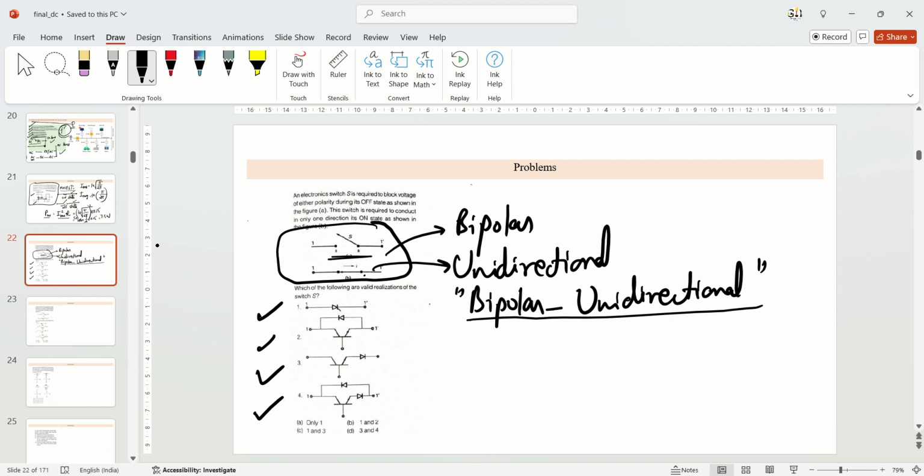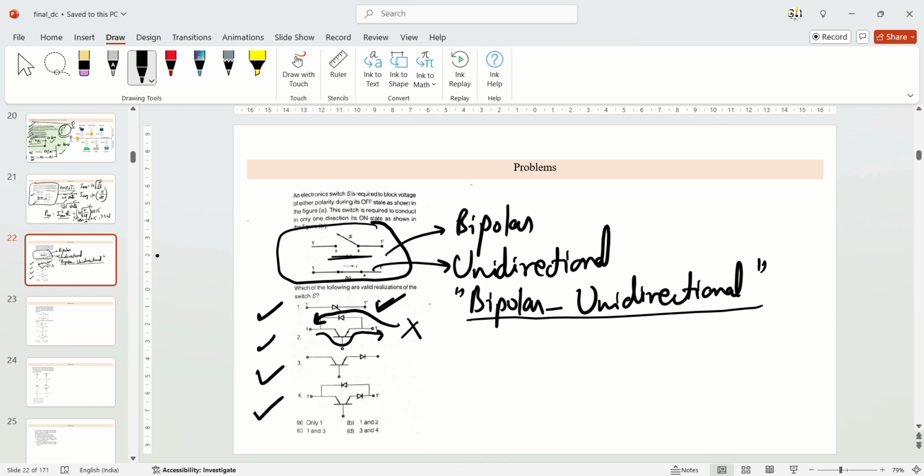Okay, let me give the solution for this question. If you look at the first switch topology, it's actually a thyristor. A thyristor is a bipolar and unidirectional switch. So the first switch topology is correct. In the second switch topology, the current can flow from here, and also it can flow from here through the diode. So it's a bidirectional switch. So the second statement is false.